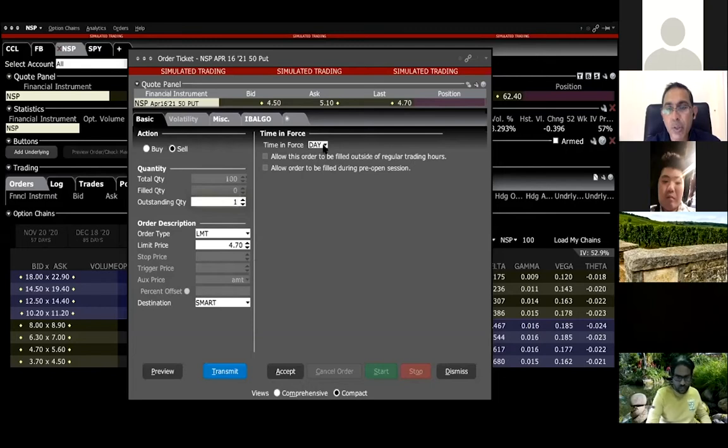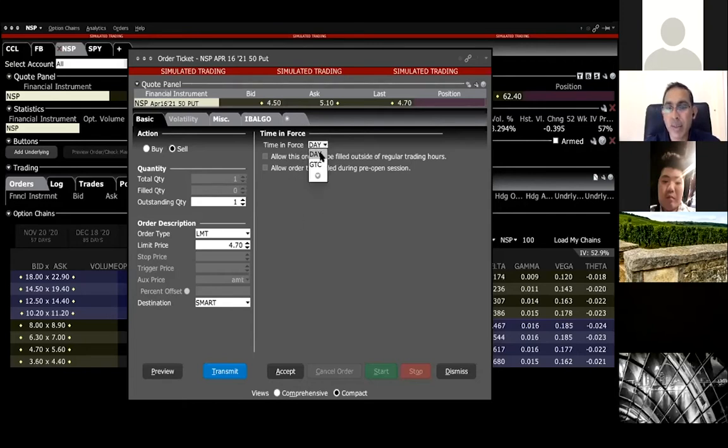Time in force, it's a good practice to make it GTC, which stands for good till cancelled. If I leave it as a day order, then if today this order does not get executed, it will vanish. So tomorrow I have to come in again, because it will only be valid for the day. Whereas if I keep it GTC, it will be good till cancelled.